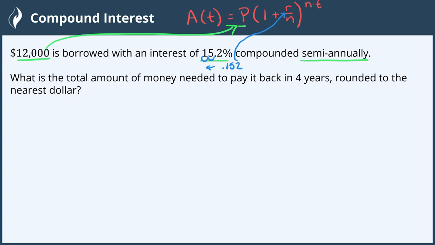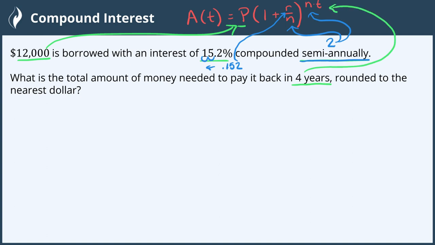and n is the number of times it compounds per year. This is semi-annually, so this means twice a year. So this is a 2, and this goes into our equation for n. And then the last thing we know is that we're looking for the amount of money that needs to be paid back in 4 years. So this goes in for t.